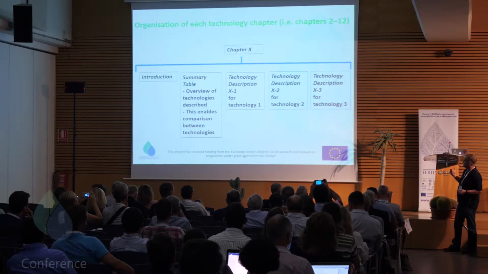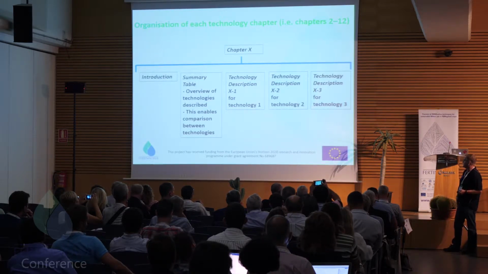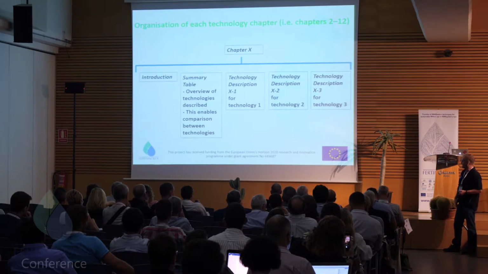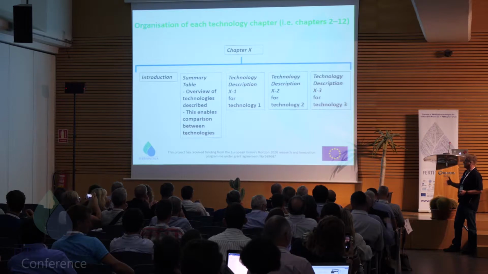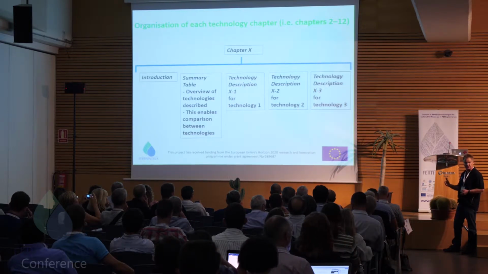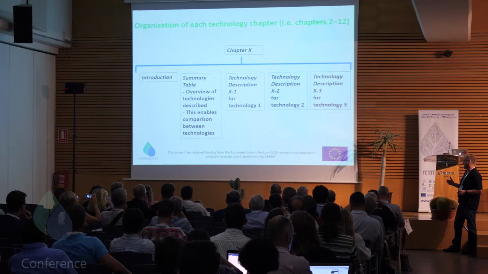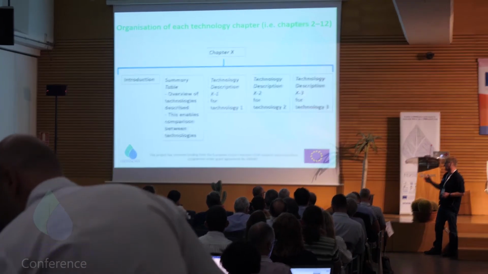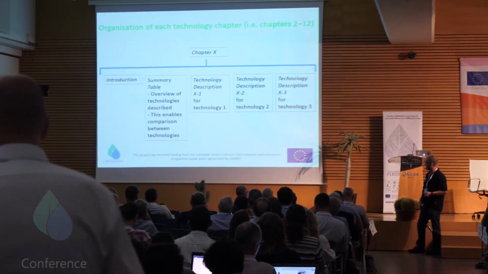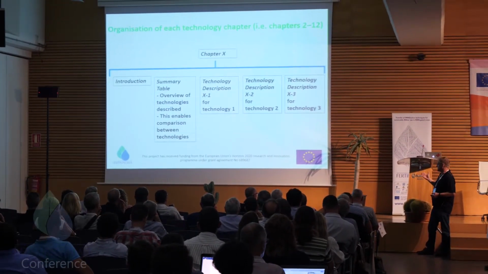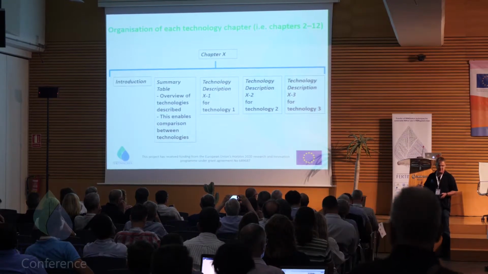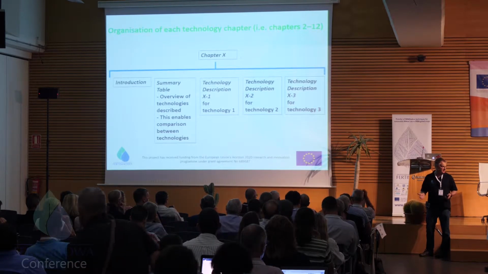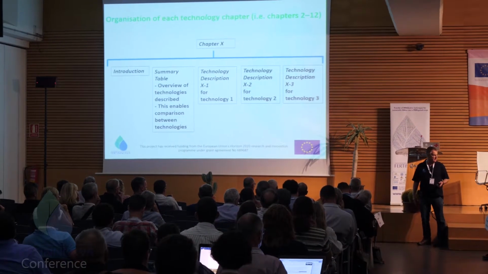Each of those chapters describing the technologies has the same general structure. Initially, there's an introduction, and then there's a summary table. The summary table includes all of the technologies that are in that particular chapter. In this summary table, there's an overview of the technologies described in the chapter, and also a simplified comparison between the technologies. And then for each technology, there's a technology description. In some chapters, we have as many as 25. I think Carlos was responsible for a chapter on irrigation, and I think there were 25 or more technologies.